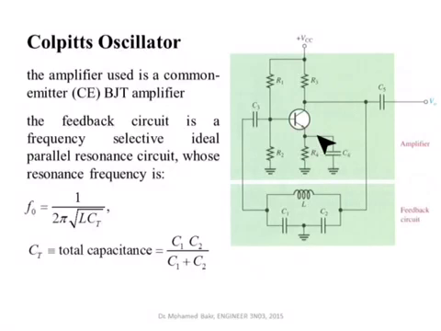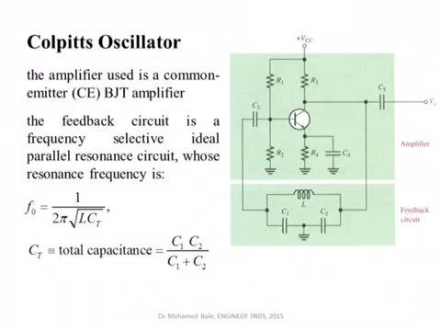When you do the AC analysis, the emitter is shorted to ground. You're applying your input at the base. You're taking your output from the collector. But instead of using it as an amplifier, we'll use it as an oscillator. So we take the output from that amplifier, we feed it back through this tank circuit, and then the feedback signal will go back again as an input to the amplifier.